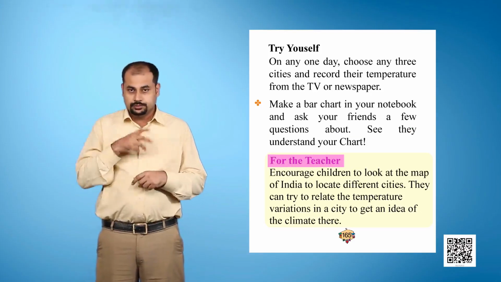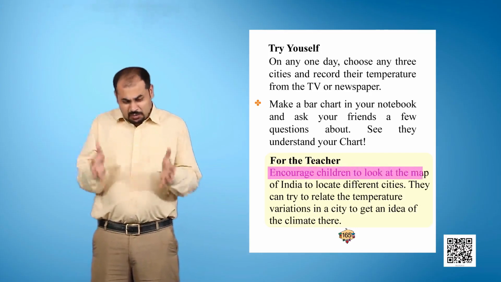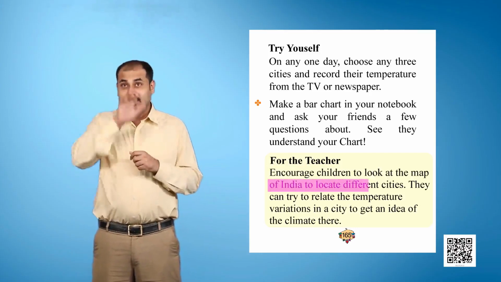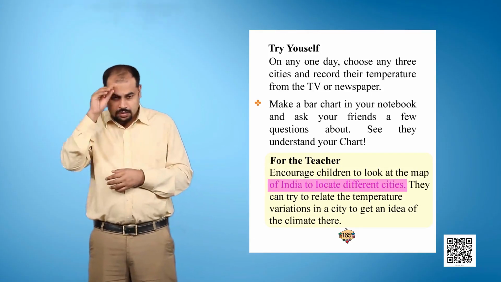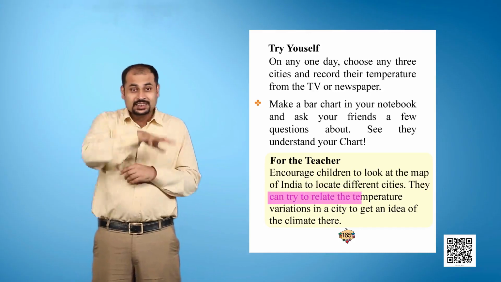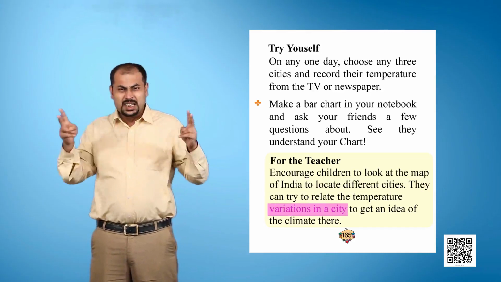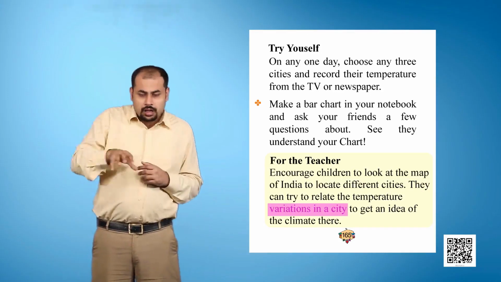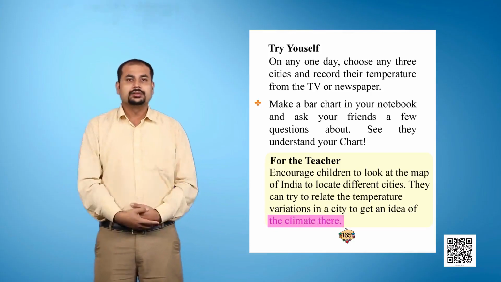For the teacher, encourage children to look at the map of India to locate different cities. They can try to relate the temperature variations in a city to get an idea of the climate there.